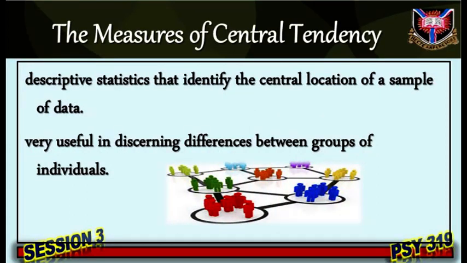Content. The measures of central tendency are descriptive statistics that identify the central location of a sample of data. The central tendency of a set of data is the best single indicator describing the representative values of any sample. Measures of central tendency are very useful in discerning differences between groups of individuals.